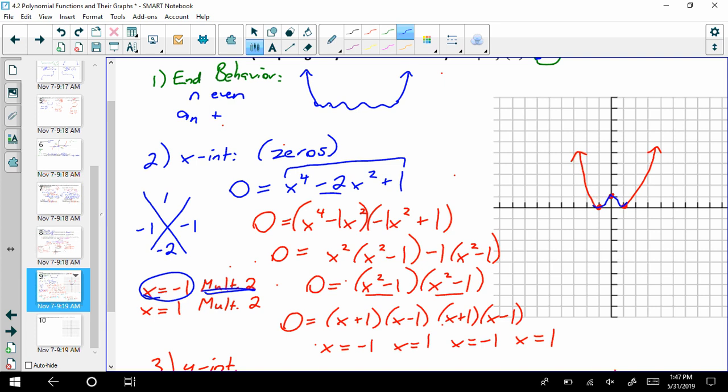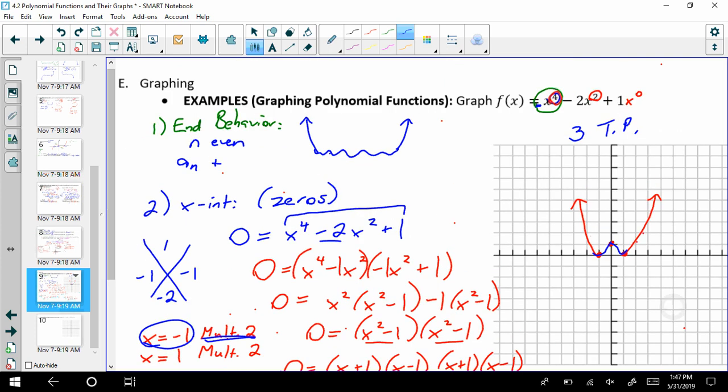How many turning points does this thing have? Well, it has 3. It turned around 3 times, and that makes sense because n was 4, and remember the turning points is always 1 less. So there's my graph. Also, here's the y-axis. See how it has y-axis symmetry. It's the same on either side. All this stuff starts tying together nicely. One more.